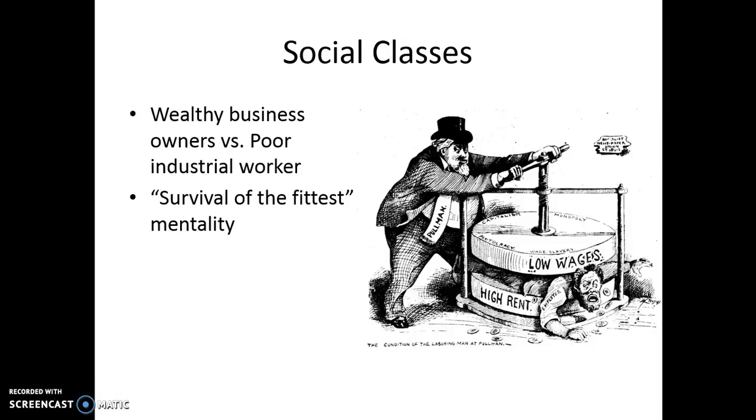We also see that social classes are going to be really stratified. Wealthy business owners are at the top of the social class, and they exploit the poor industrial workers, and they adopt a survival of the fittest mentality. So they think that it's perfectly okay to take advantage of people who are uneducated and unskilled.